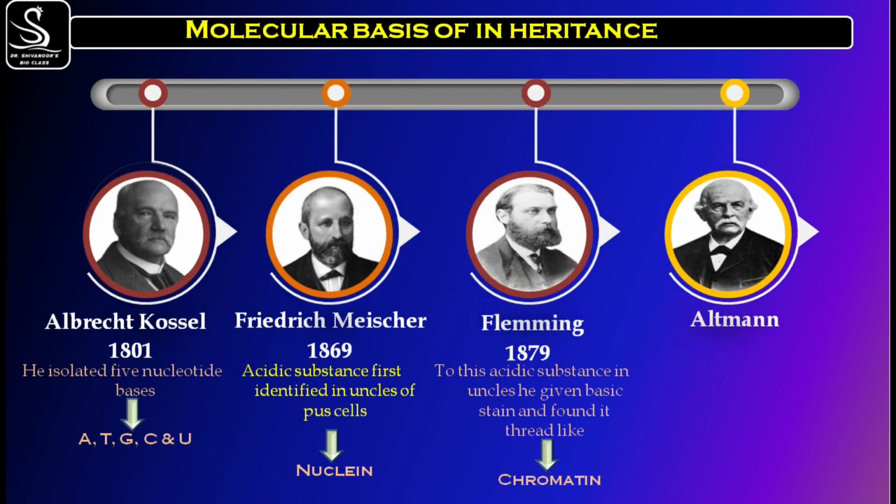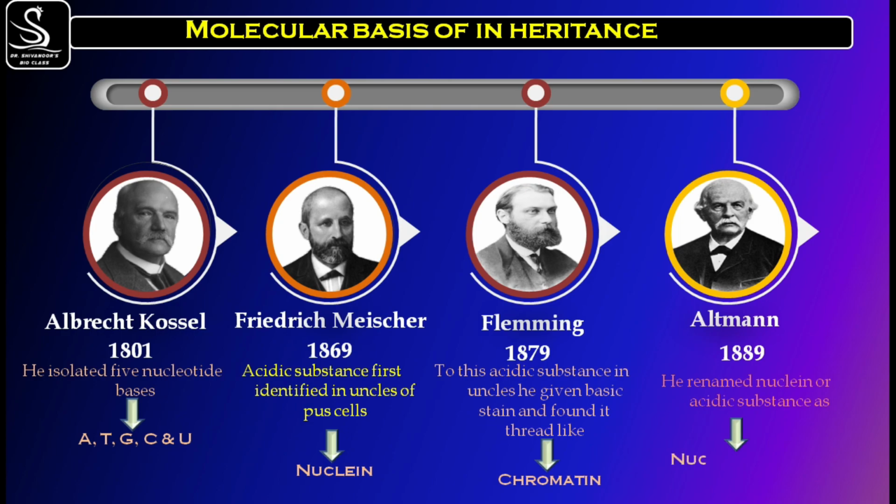So then in the year, almost about 10 more years later, 1889, Altman was the one who renamed nuclein, the acidic substance, as the nucleic acid. Remember that. So they may ask you who gave the term nuclein, who gave the term chromatin, who gave the basic stain to the nucleic acid. This kind of question they may ask you, students.